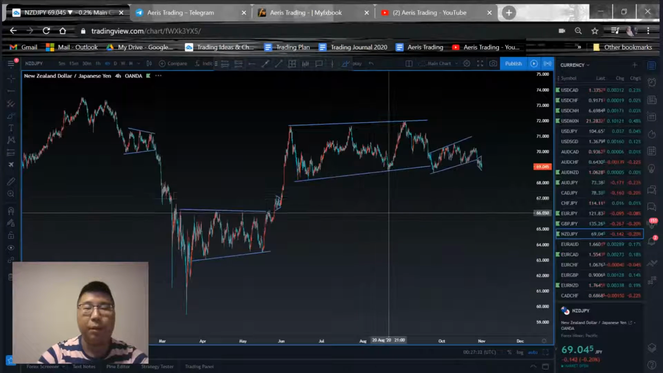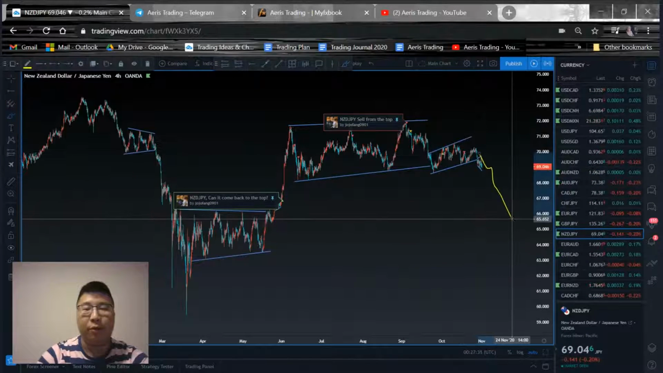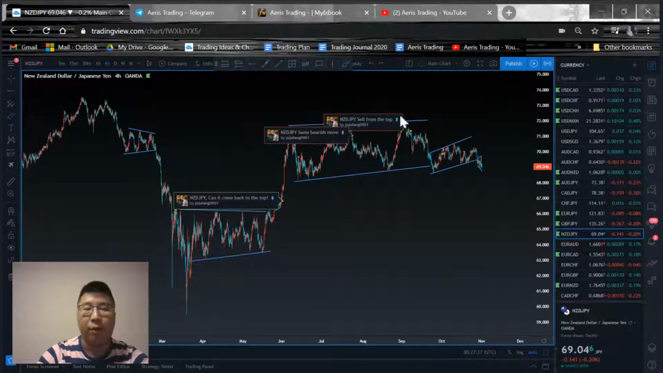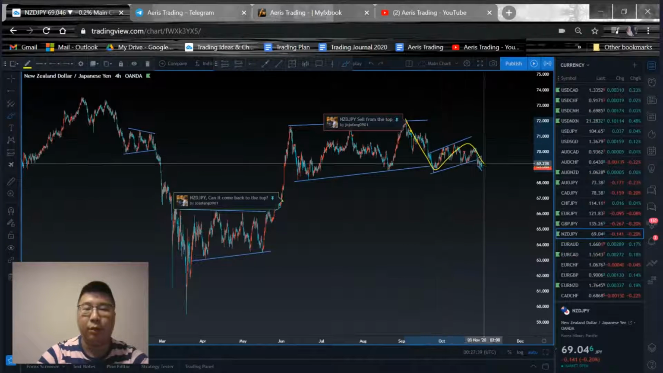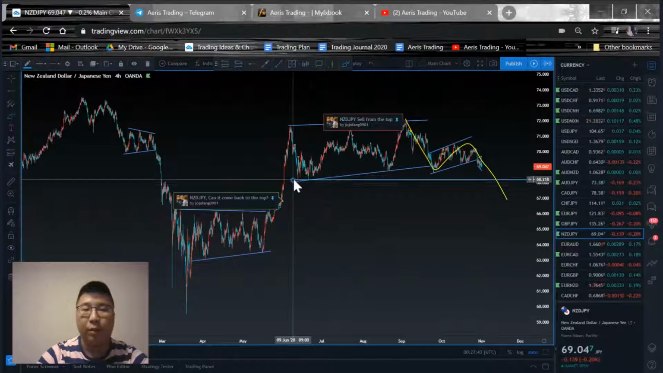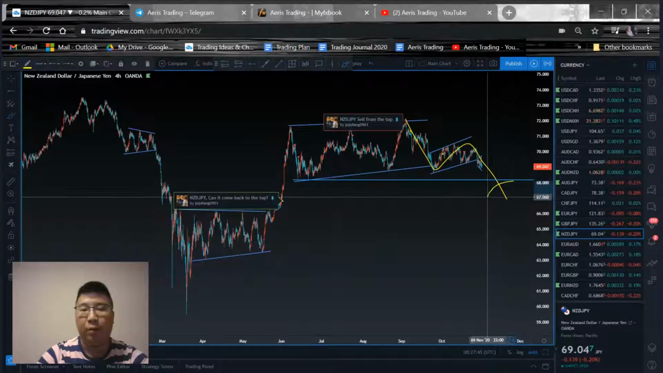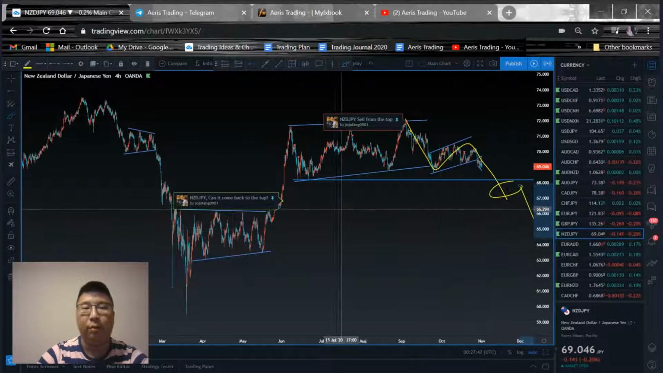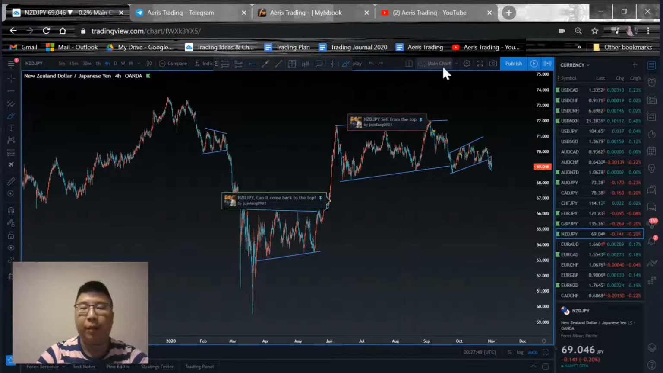But ultimately, I still see this potential downside very clearly as well, right? We had this impulse, correction, looking for the next impulse. If we break this previous low, this low here, and look for a continuation, it's just going to be very clean to me. All right, that is Kiwi yen.